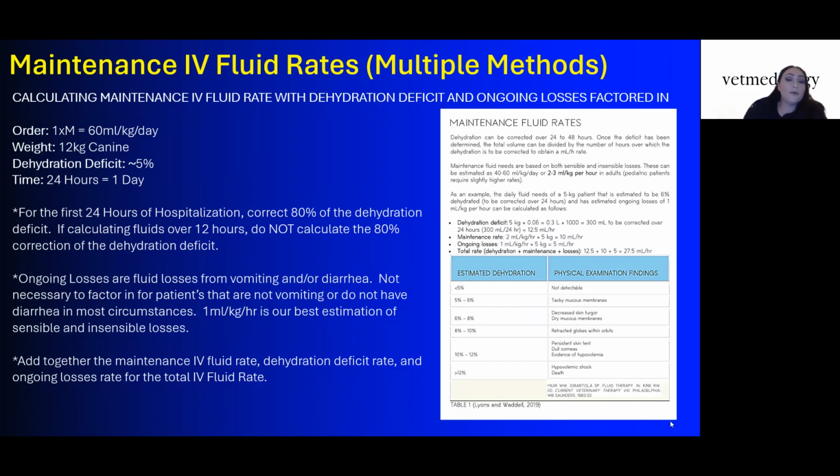Ongoing losses are fluid losses from vomiting and/or diarrhea, not necessary to factor in for patients that are not vomiting or do not have diarrhea in most circumstances. And 1 mL per kg per hour is our best estimation of sensible and insensible losses. So at the end, we're going to add together the maintenance IV fluid rate, the dehydration deficit rate, and ongoing losses rate for the total IV fluid rate.